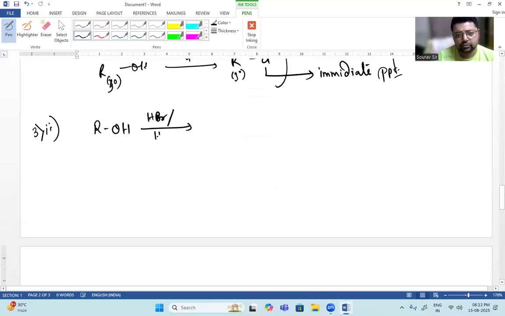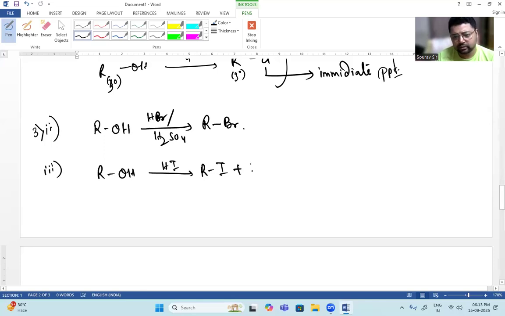HBr over H2SO4. Same thing, but here you are using a stronger acid. We're getting an RBr. Even if you add HI, you will be getting this one. Okay.